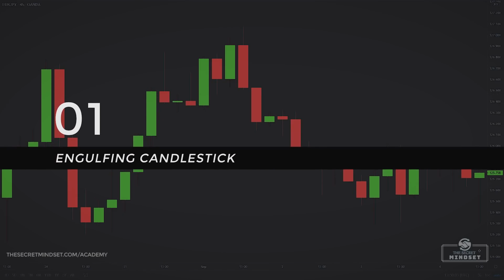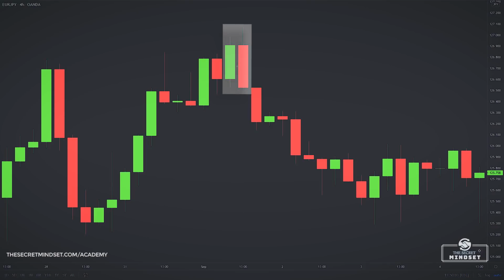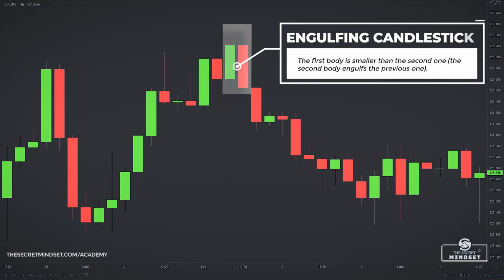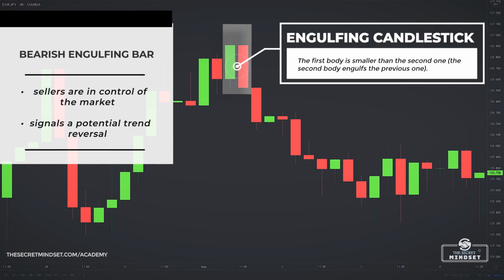The first pattern is the engulfing candlestick. This candlestick formation consists of two bodies, the first body being smaller than the second one. In other words, the second body engulfs the previous one. Here we can have a bearish engulfing bar and a bullish engulfing bar. In the case of a bearish engulfing bar, this pattern tells us that the sellers are in control of the market.